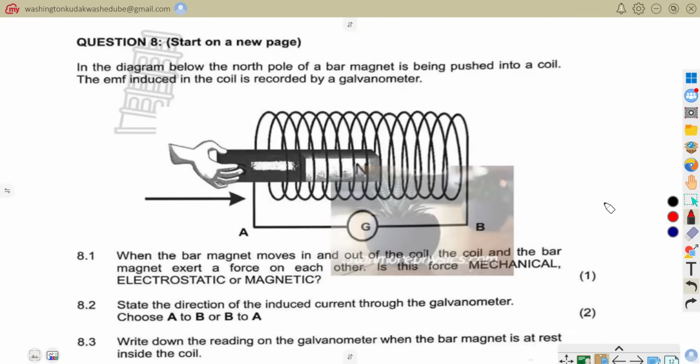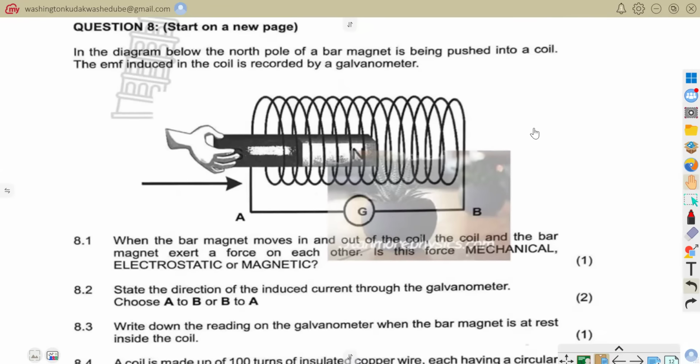Now let's go to our last and final question, which becomes our last lap. Question number 8. In the diagram below, the north pole of a bar magnet is being pushed into a coil. The EMF induced in the coil is recorded by a galvanometer, which is this galvanometer.